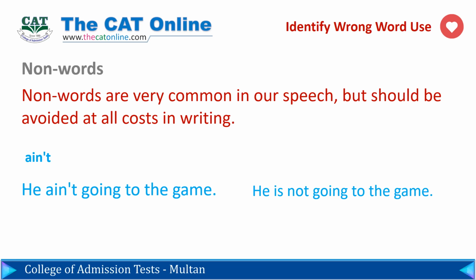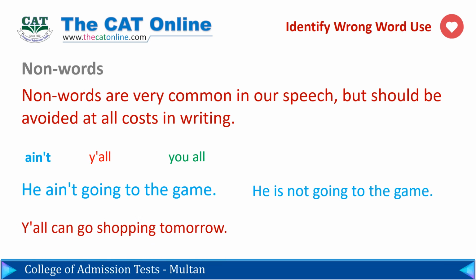A second non-word commonly used is y'all. This non-word is used as a contraction for you all. Look at this sentence, y'all can go shopping tomorrow. In this case, the word all should simply not be used. The pronoun you can be used to refer to a single person or a group of people. The correct way to form that sentence is, you can go shopping tomorrow. The you refers to multiple people, and the all is completely unnecessary.